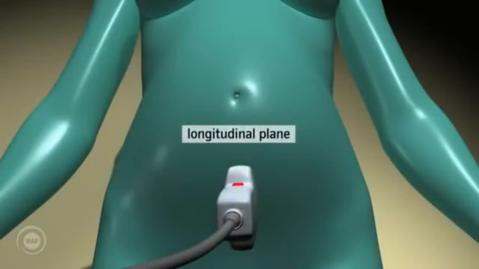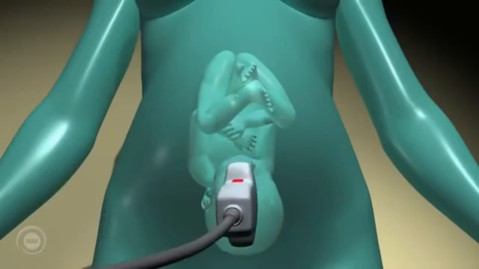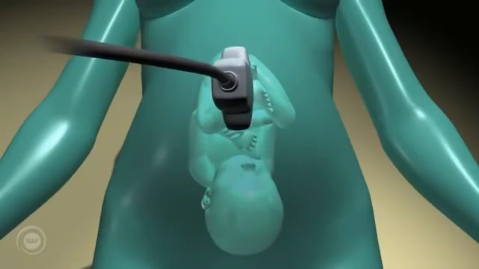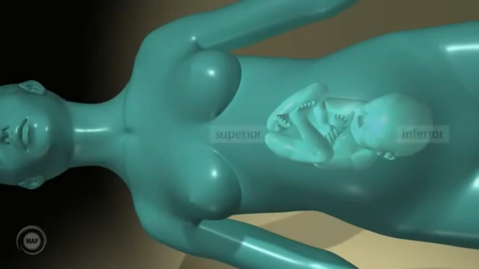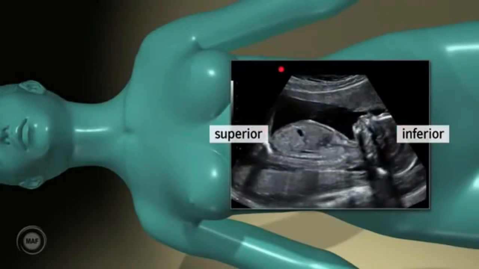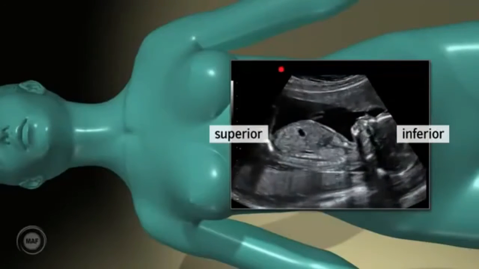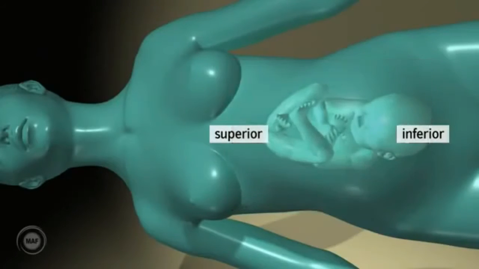If the probe is placed on the mother's pubic bone in the longitudinal plane, one must consider where the dot is on the probe and relate it to the dot on the screen in order to interpret the image. In the longitudinal plane, the left side of the screen represents the superior part of the mother, and the right side represents the inferior part of the mother. So when scanning in the longitudinal plane, the mother's head is represented to the left of the screen and her feet to the right. The location of the dot on the screen should correspond.